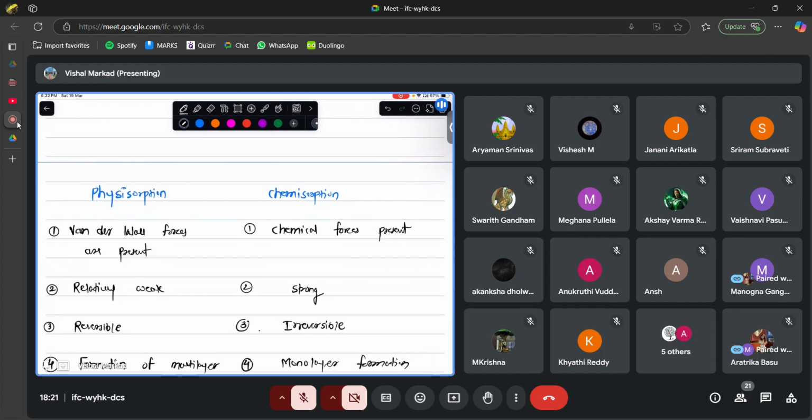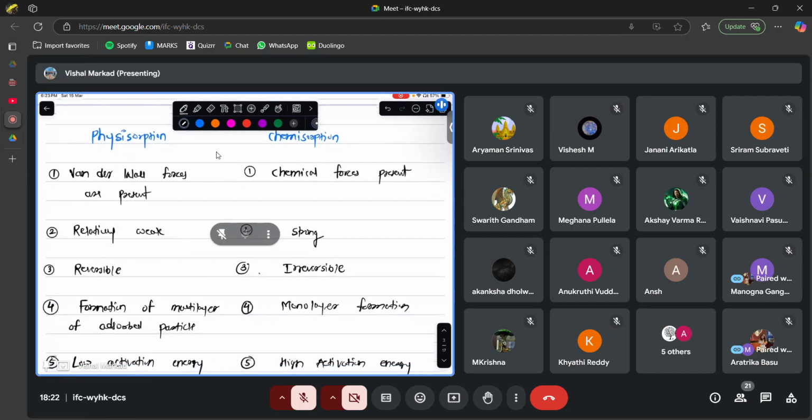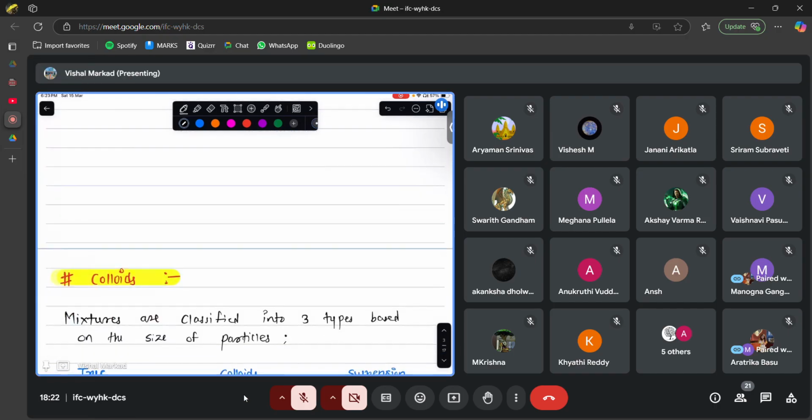There will be some 2 mark questions like what is absorption, give example, what is adsorption, give example, what is sorption, desorption, like that only. And the difference between physical adsorption and chemical adsorption. This is what the differences you have. Now next we have colloids.